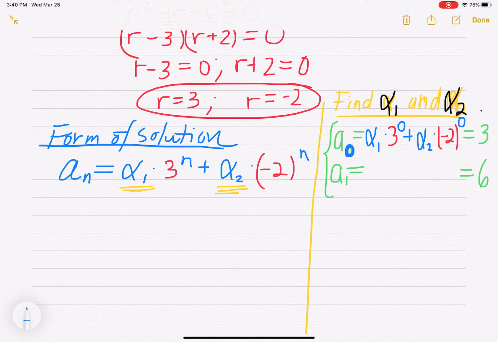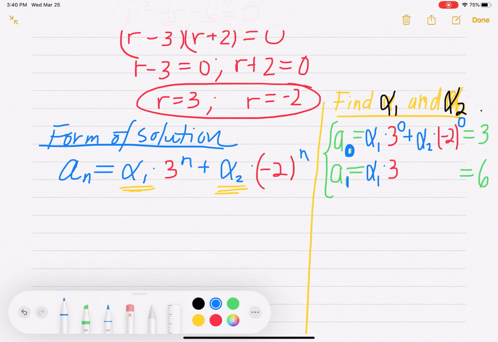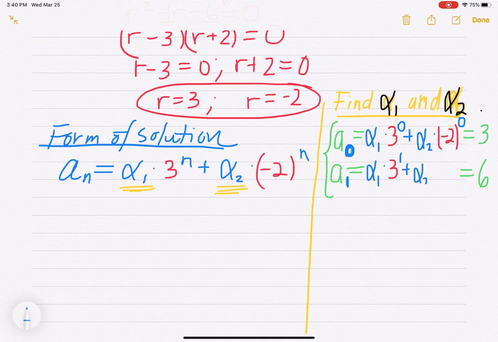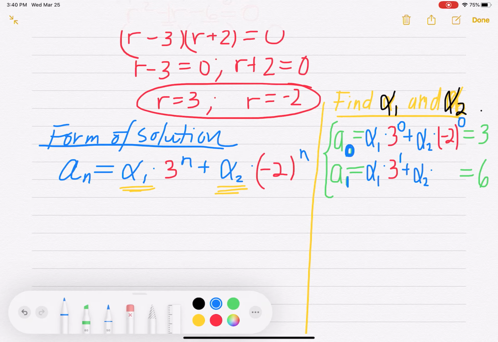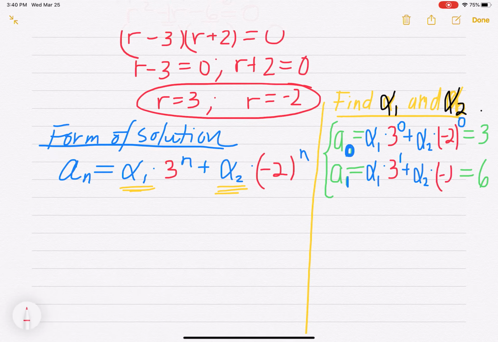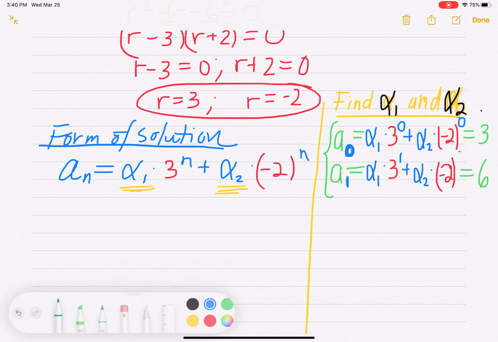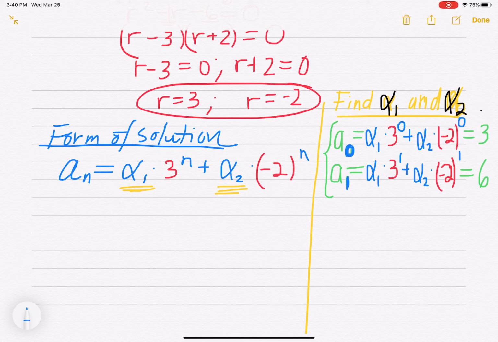Then our second equation, notice A1 is equal to 6, so we're going to plug in 1 for n in the form of the solution. So we're going to have alpha 1 times 3 to the 1 power plus alpha 2 times negative 2 to the 1 power, right? We're plugging in 1 for n in the form of our solution for the a_n's.